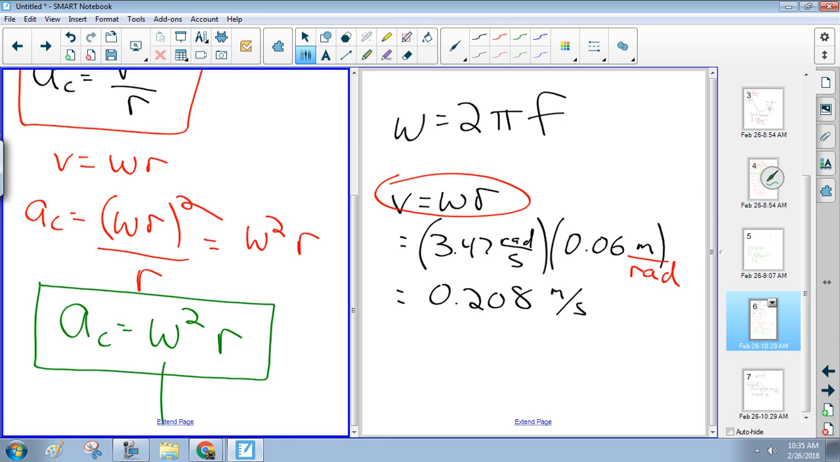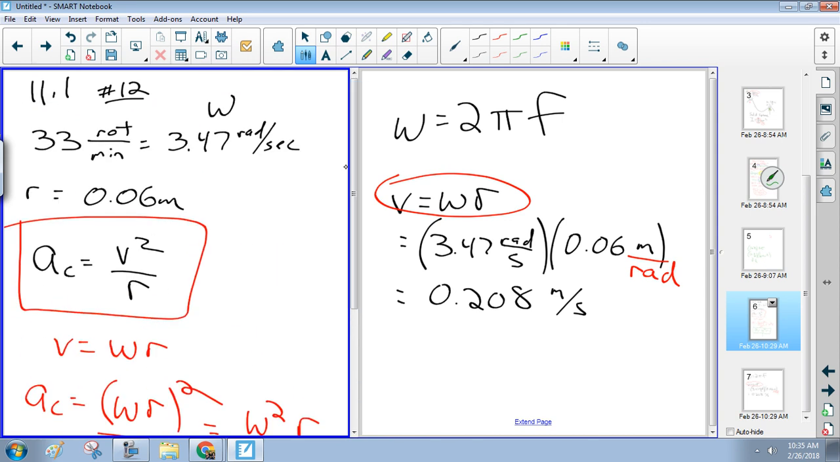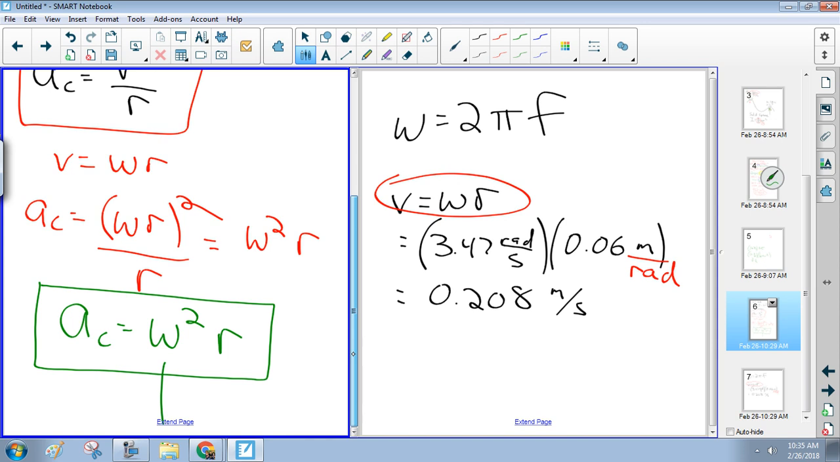Okay? So the other way you could have solved this problem is, you were given your angular velocity and your radius, right? So you could have just done omega squared times r. Cool? All right. Questions with whatever that was? 12A. Okay. 12B says, what's the least coefficient of static friction to avoid slippage?